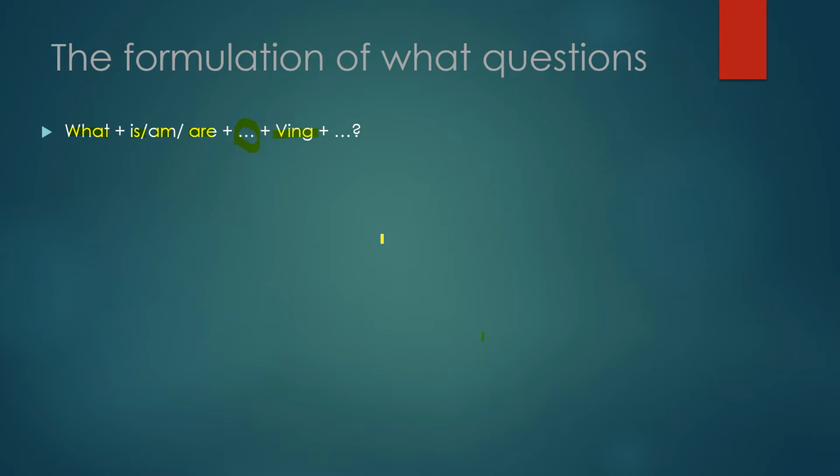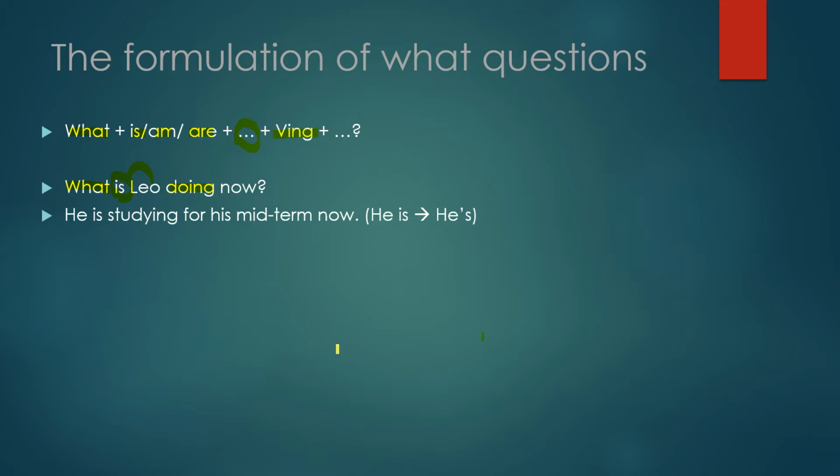So let's take a look at the example to get a better idea. What is Leo doing now? So you see, in this example, we don't know what Leo is doing. We do not know the action. So we have what as the question word, a be verb is because the person is Leo, and doing, a neutral word, to replace the action that we do not know. So the answer is, he is studying for his midterm now. So studying for his midterm is the action that we do not know. In the question, we use the word doing to replace it.